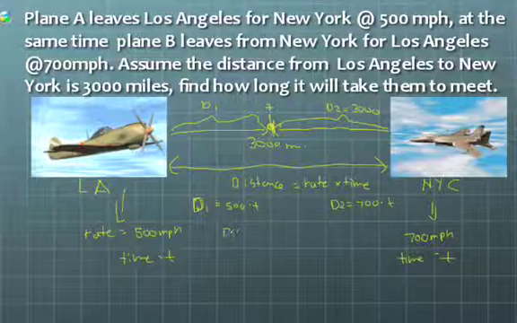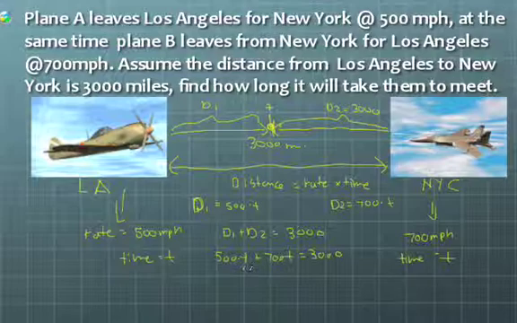So D1 plus D2 is equal to 3,000, right? So we have 500 times t plus 700 t equals 3,000. And then we have 1,200 t equals 3,000. Then t would equal 3,000 over 1,200, which would equal 2.5, right? So it takes them 2.5 hours to meet.